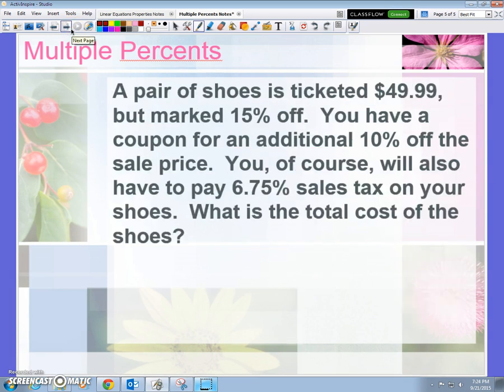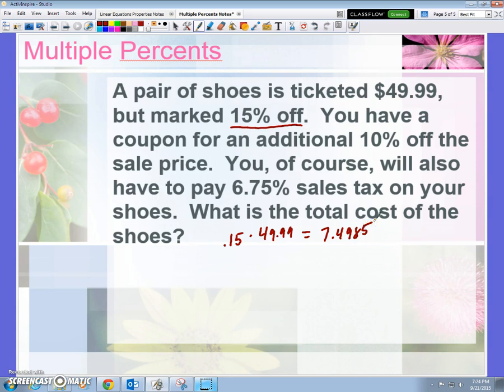Let's look at this last one here. It says a pair of shoes is ticketed $49.99 but marked 15% off. Well, this is going to be a big one. So I'm going to go through this one a little quicker because I don't want this video to take too much longer. We need 15% off, 0.15 times $49.99. That's how much we're taking off. So we're going to have our first markdown, 7.4985.